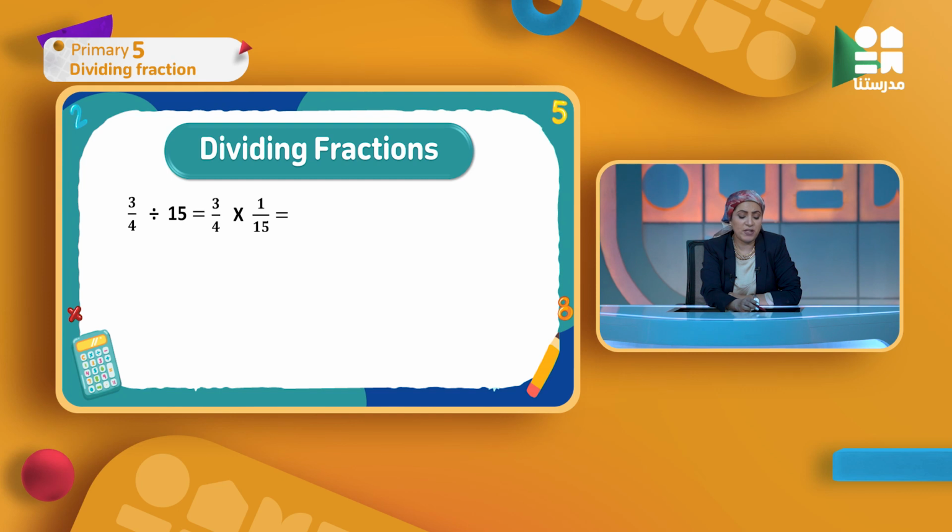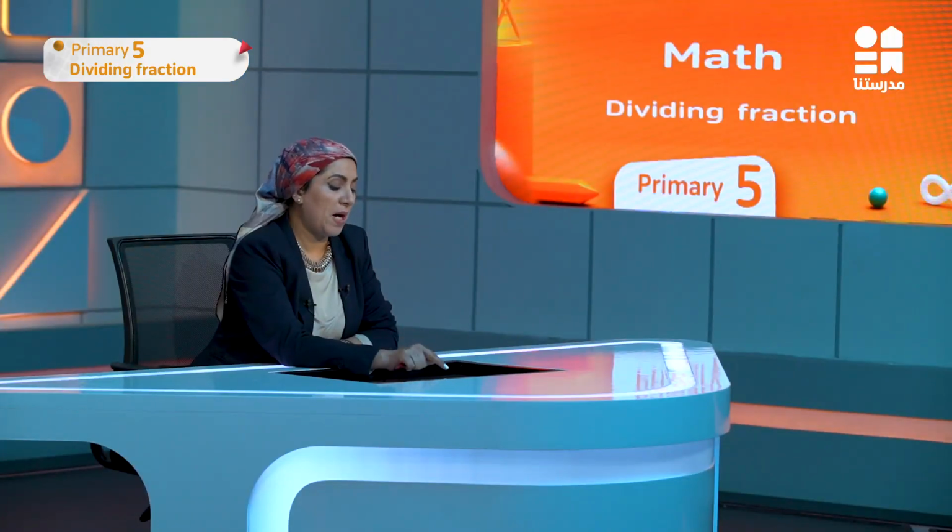Here, the first numerator, the 3. Can I simplify it with the 4, the first denominator? No. Then I check the other denominator. Here it's 15. 3 and 15. Do they have any common factors? Yes. Both of them are in table 3. Then I simplify both of them and divide them by 3.